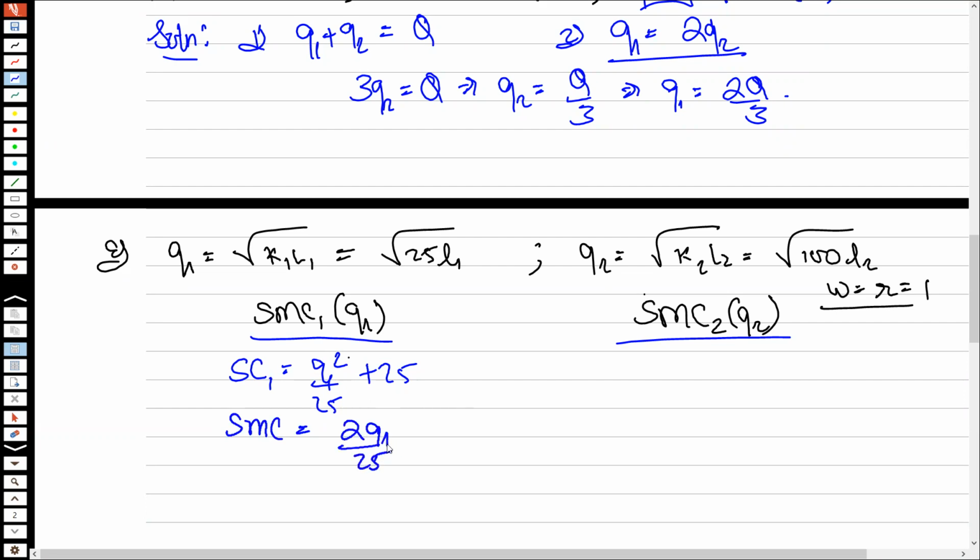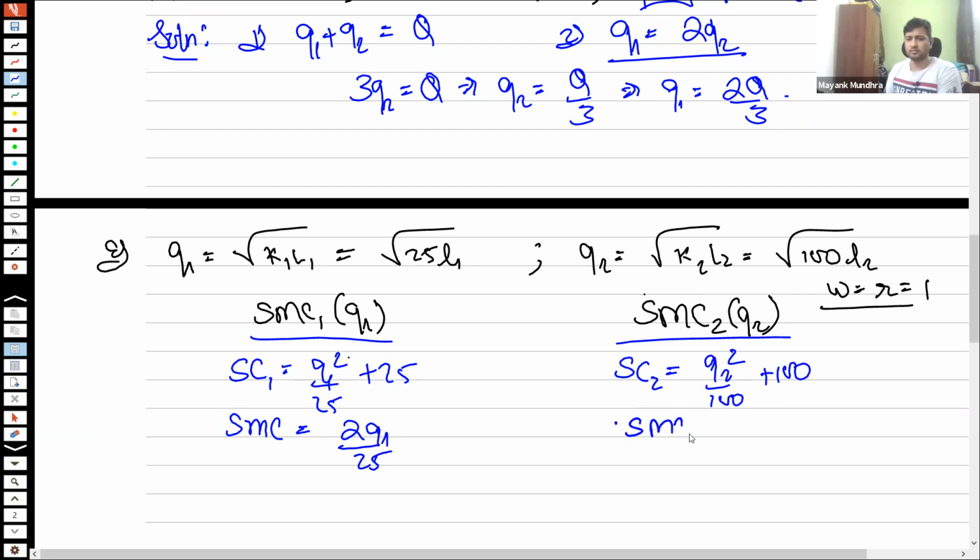And the short-run cost 2 is Q2 square by 100 plus 100. The marginal cost will be 2Q2 by 100, that is Q2 by 50. Right. Is everybody getting this? Has everybody got this one at least? No doubts here.